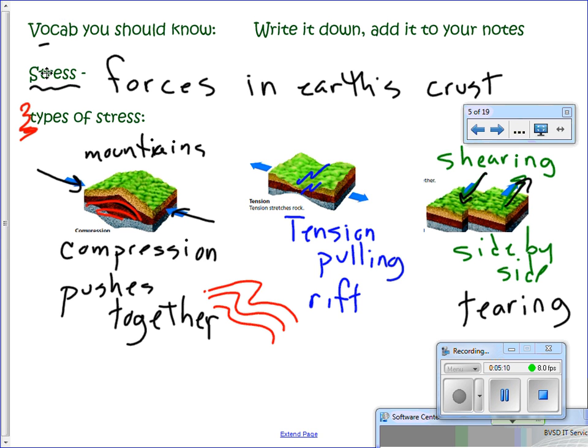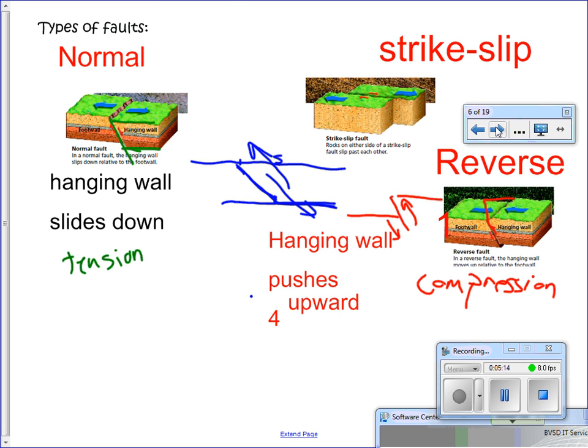Everybody ready to go to the next page? All right. So next we have a fault.